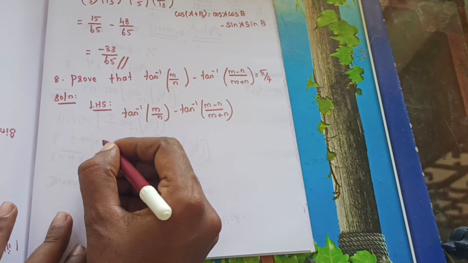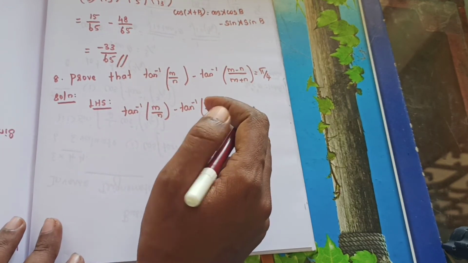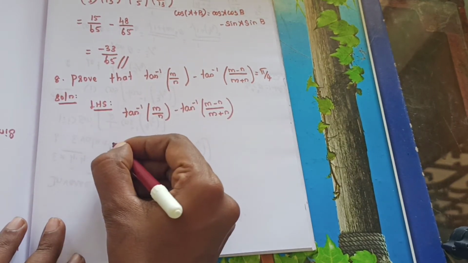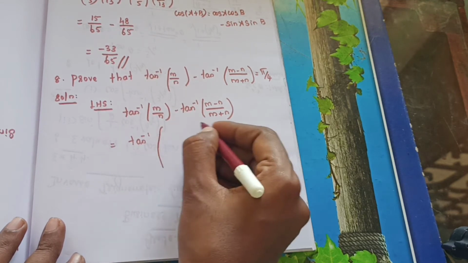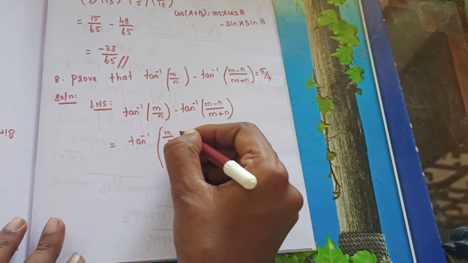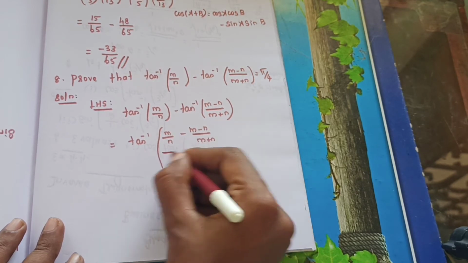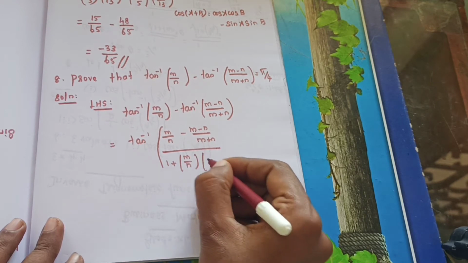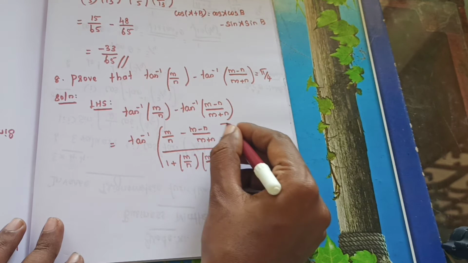m plus n. What's the formula for tan inverse of a minus tan inverse of b? You have learned the formula. Otherwise tan inverse of x minus tan inverse of y. So I'm not going to write the formula again. You know already. Tan inverse of x minus y divided by 1 plus xy. Is it right? So in the place of x, m by n, and in the place of y, m minus n divided by m plus n.